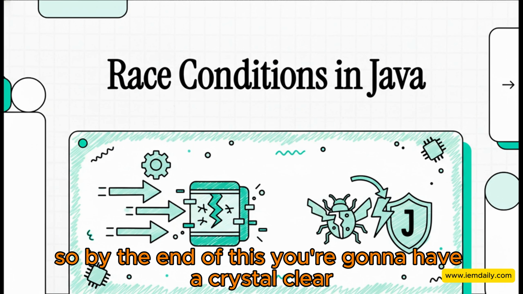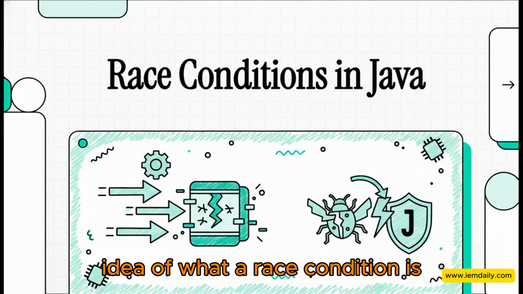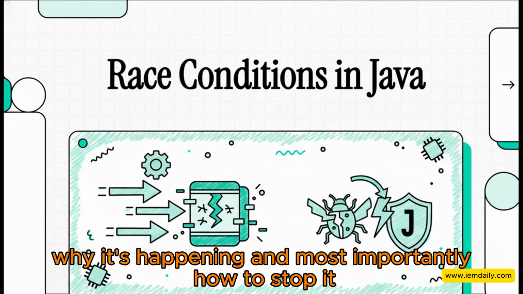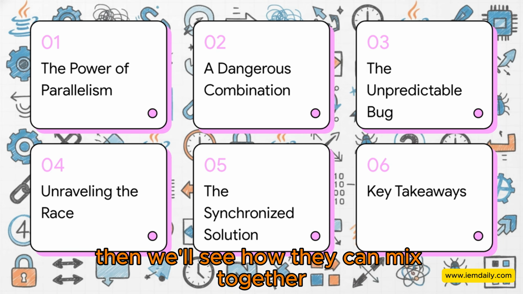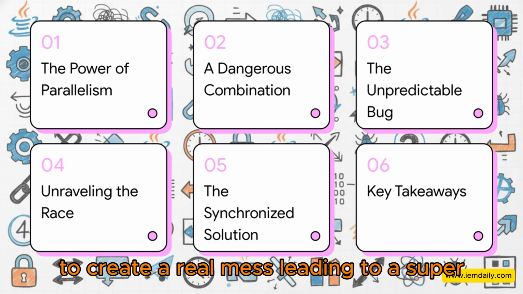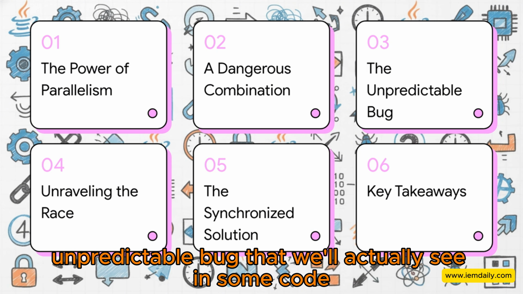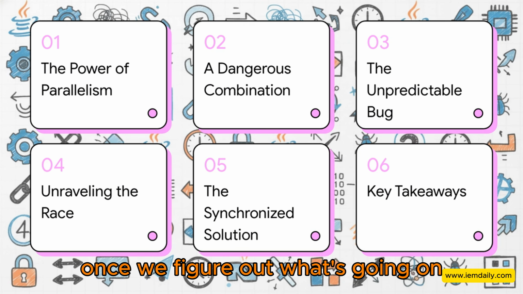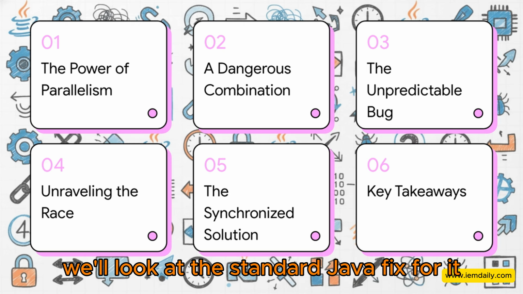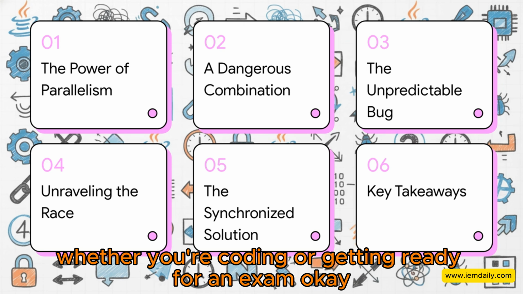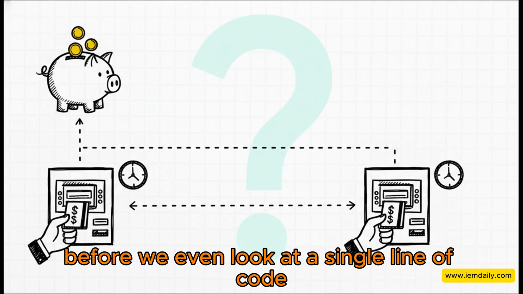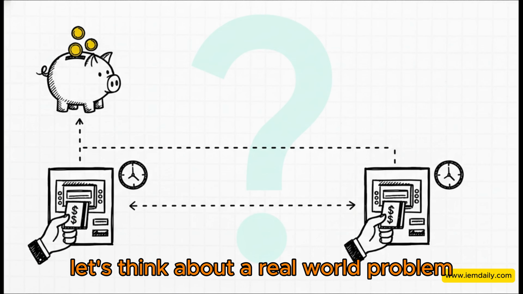So by the end of this, you're going to have a crystal clear idea of what a race condition is, why it's happening, and most importantly, how to stop it. So here's our game plan. We'll start with two basic ideas that are great on their own. Then we'll see how they can mix together to create a real mess, leading to a super unpredictable bug that we'll actually see in some code. Once we figure out what's going on, we'll look at the standard Java fix for it. And then we'll wrap it all up with the key things you need to remember whether you're coding or getting ready for an exam.